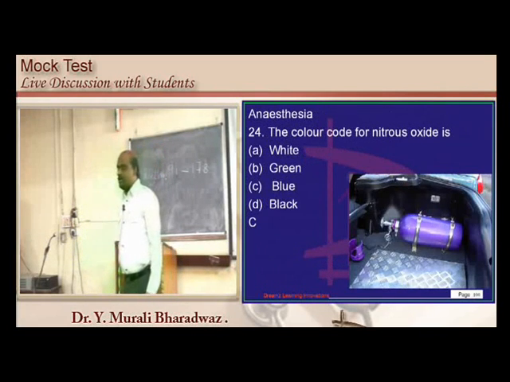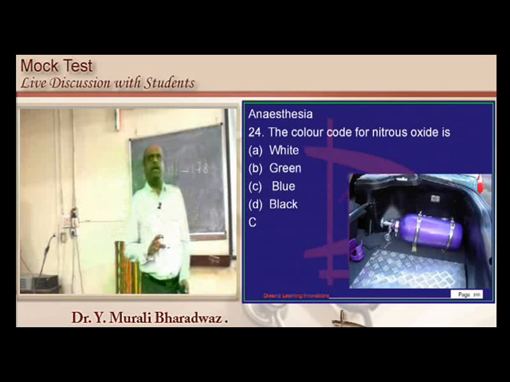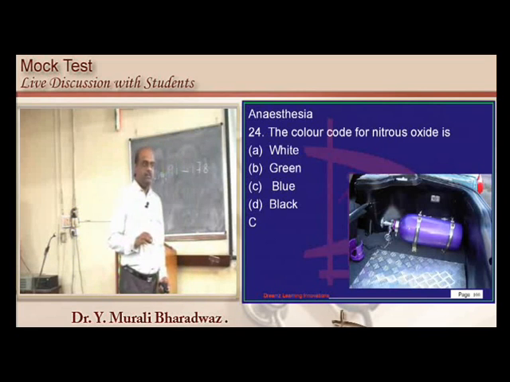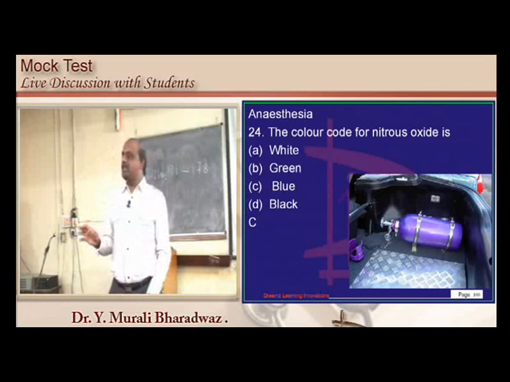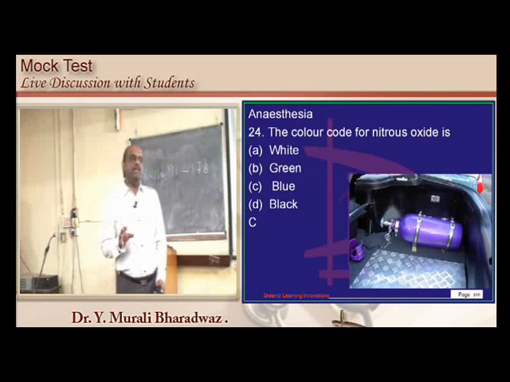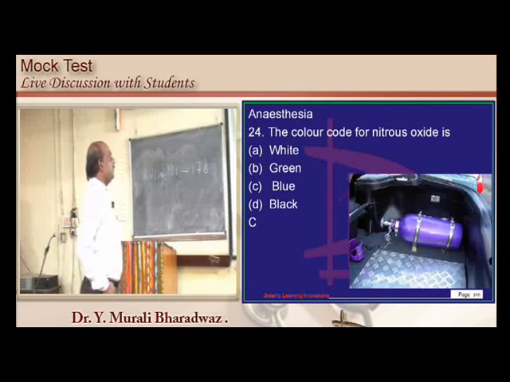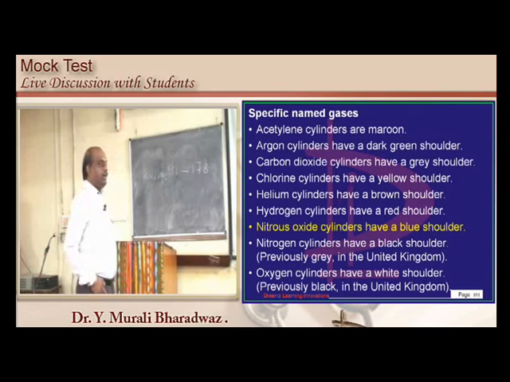Nitrous oxide is typically a blue colored cylinder. You should remember pin indices. Pin indices and the colors of the cylinders, which is the favorite question. So the nitrous oxide cylinders have a blue shoulder and oxygen cylinders have a white shoulder. Previously black in the United Kingdom, that's how they both vary.